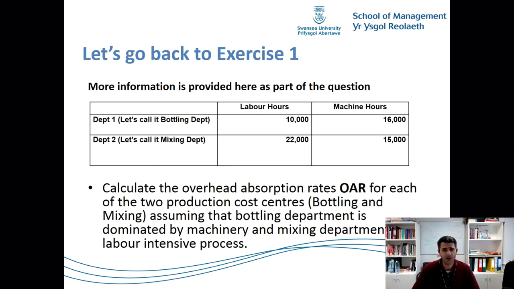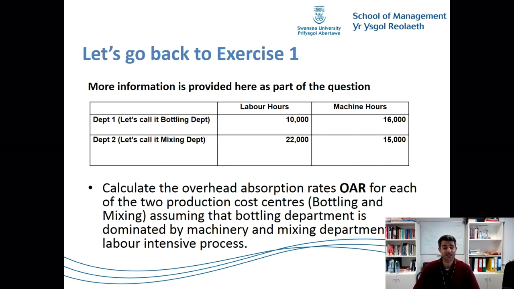The question asks you to calculate the OAR, the overhead absorption rate, for each of the two production cost centers, the bottling and the mixing, assuming what? Assuming that the bottling department is dominated by machinery. Yes, because 16,000 machine hours is more than 10,000, true. And the mixing department is a labor intensive process. Again, that's true. Why? Because if you look at labor, you will see 22,000 labor hours compared to 15,000 machine hours for the mixing department. So of course it is more labor.